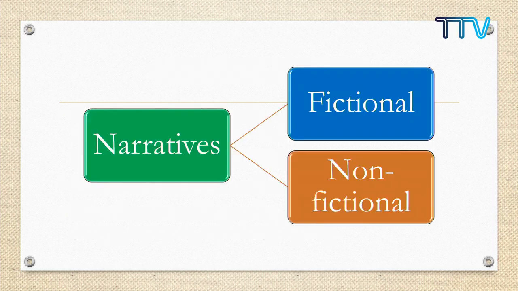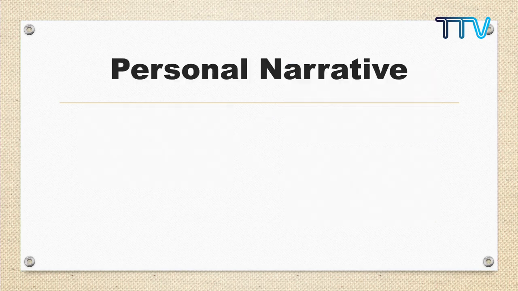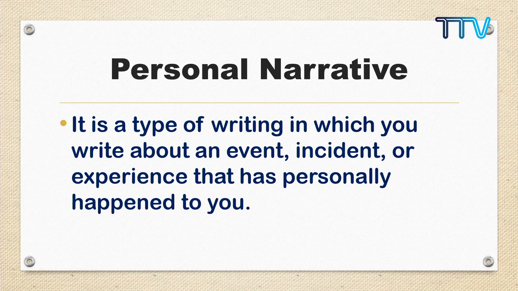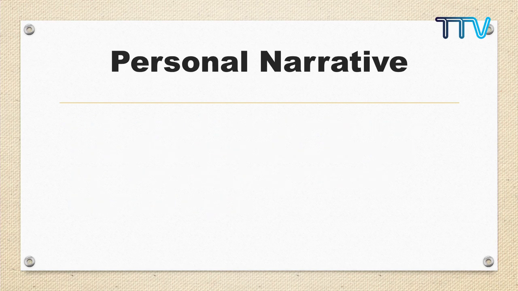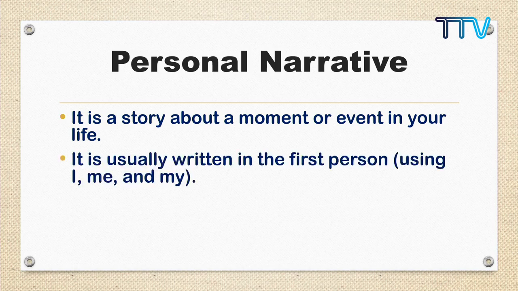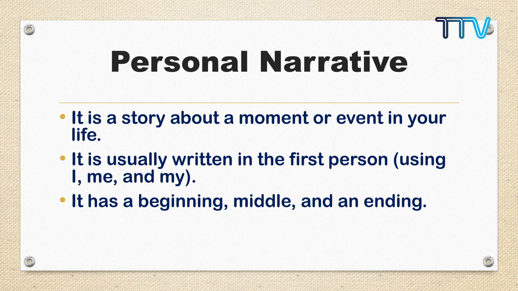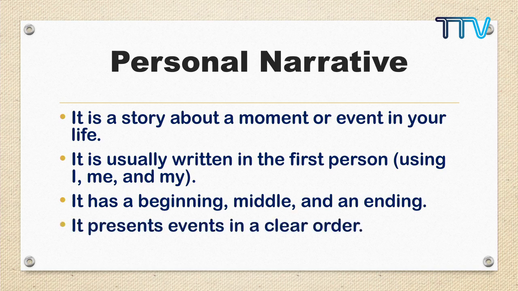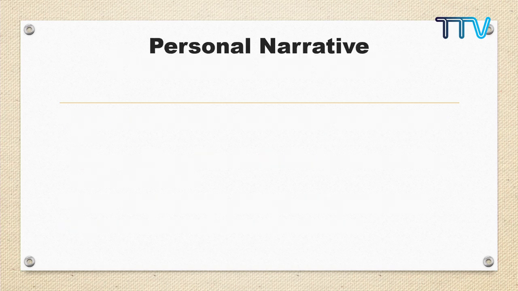And we learned about narratives being of 2 types, right? Fictional and non-fictional. And then we can have a personal narrative as well, where you narrate an event that actually happened to you, in the first person, an event or moment in your life, since it's a personal narrative. Again, like all other narrative writing, it has a beginning, middle and ending, and all the events are presented in clear order.